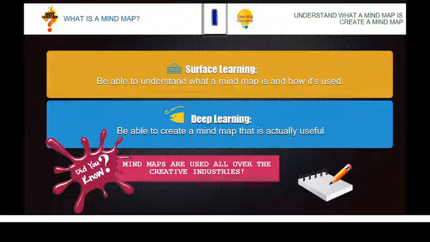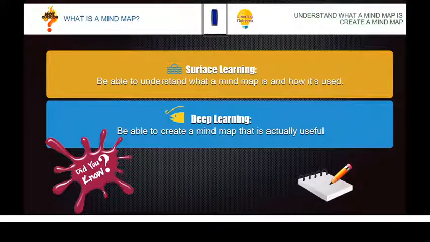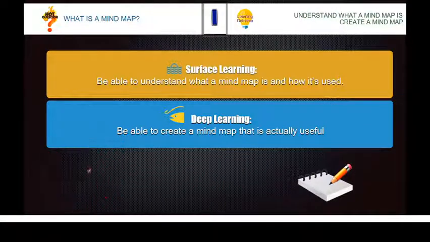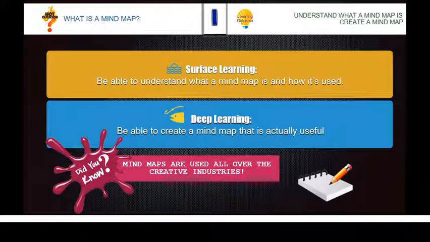This is from Lesson 1 in half term 1. We're looking at iMedia skills and the first lesson covers mind maps. You should be able to understand what a mind map is and how it's used. Mind maps are used all over the creative industries, but not just in creative industries. This skill is cross-curricular, so you can use it in your other lessons as well.